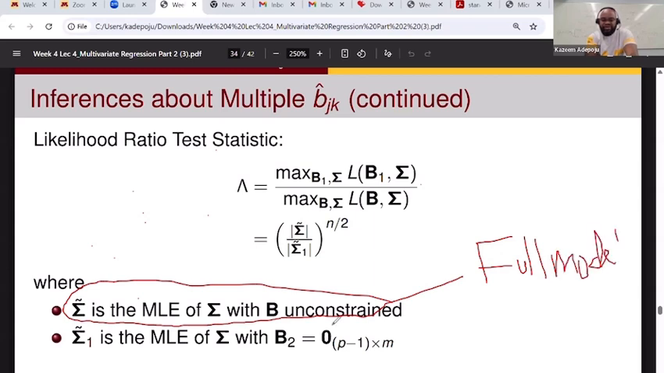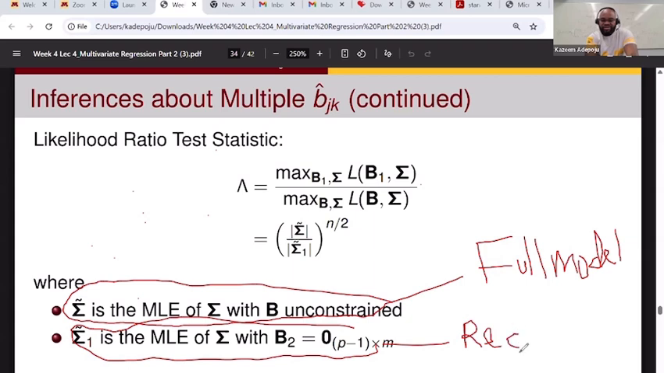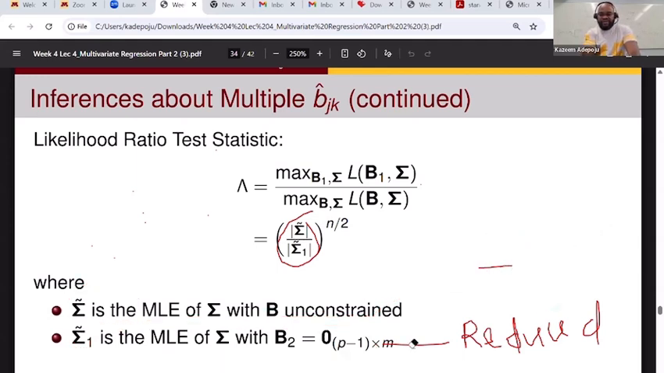But this one would be the covariance for the reduced model, because that is being constrained. That was why in the Wilks' lambda, we have the ratio of the two covariances: the estimated covariance for the full model and the estimated covariance for the reduced model.